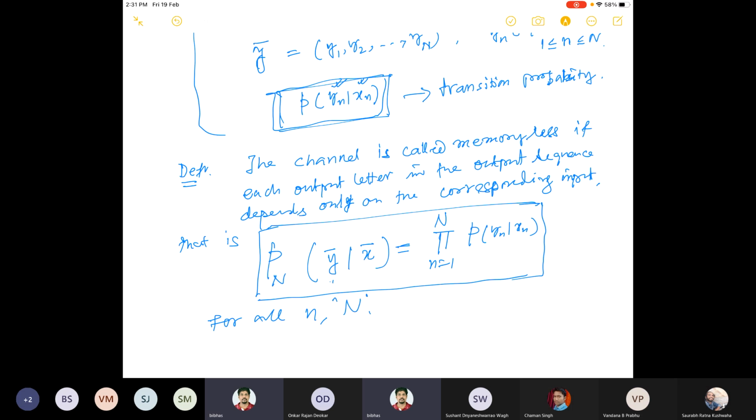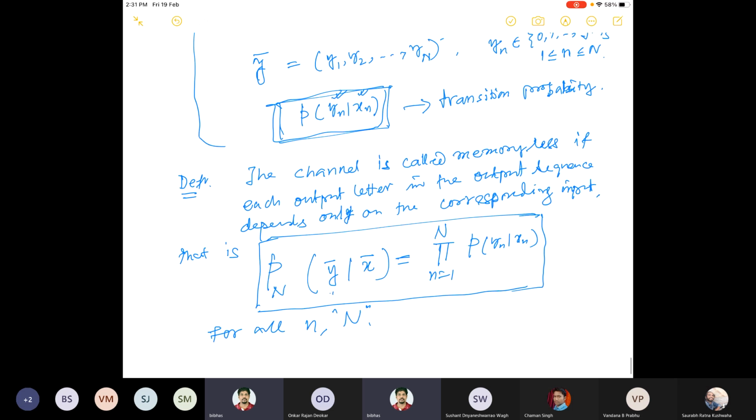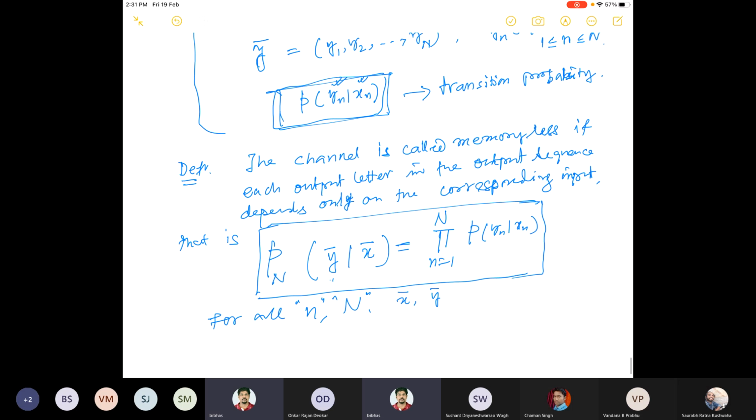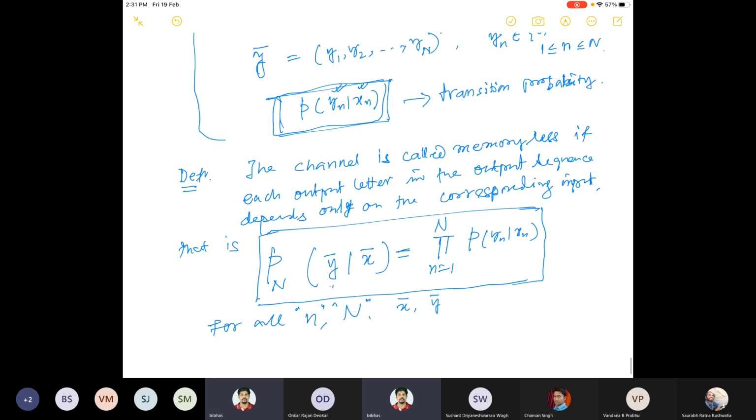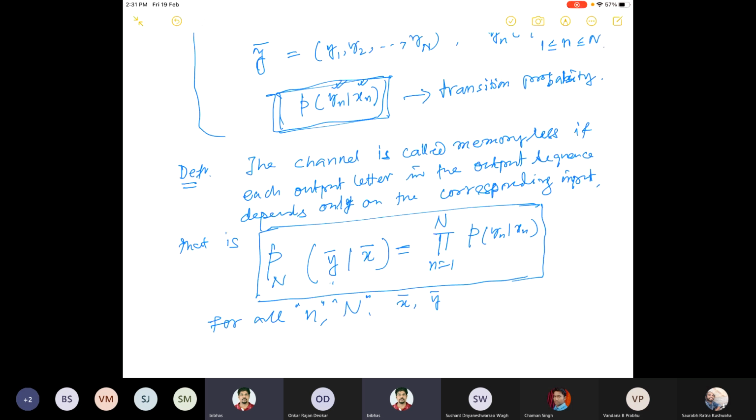This n could be 5, 4, 6, it does not matter. You send an input sequence of length 5, length 6, length 100, 10, 1000, it doesn't matter. It should be independent of that n. It should also be independent of x bar and y bar. Whatever sequence you send, it doesn't matter. So let me just give you an example. I'll choose a very simple example, which is our binary symmetric channel.